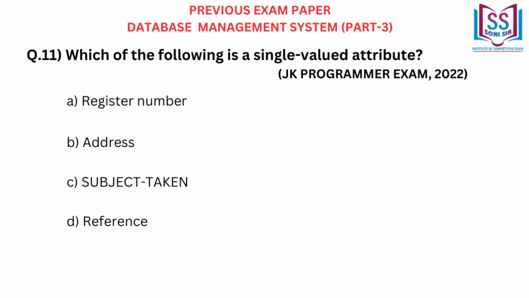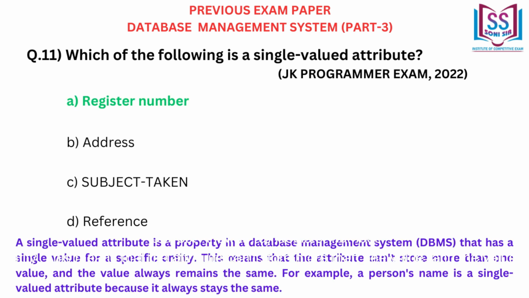Which of the following is a single-valued attribute? A. Register number. B. Address. C. Subject taken. D. Reference. Correct answer A, register number.